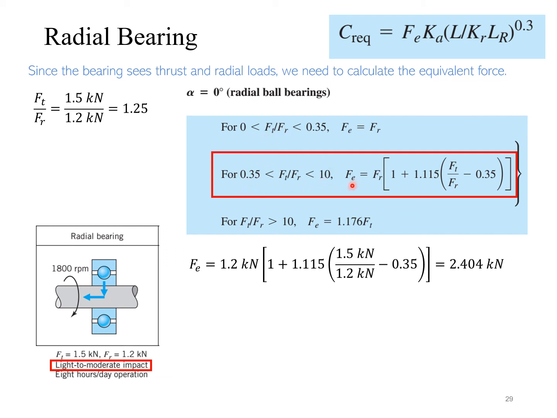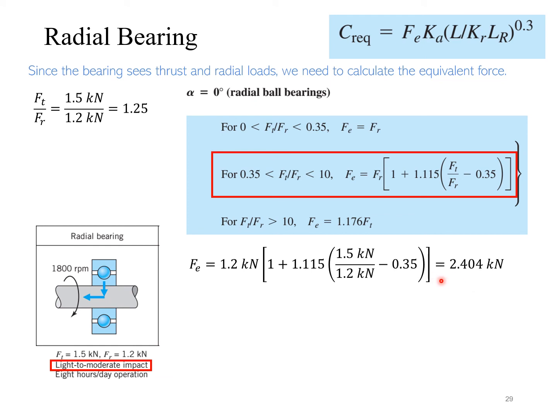And so the equation for the equivalent force is just going to be the radial load multiplied by the quantity here in parentheses, which is 1 plus 1.115 times the ratio again of the thrust load per radial load minus 0.35. So when we substitute the values here for the thrust and radial loads, we put it in this equation and we get an equivalent force of 2.4 kilonewtons.